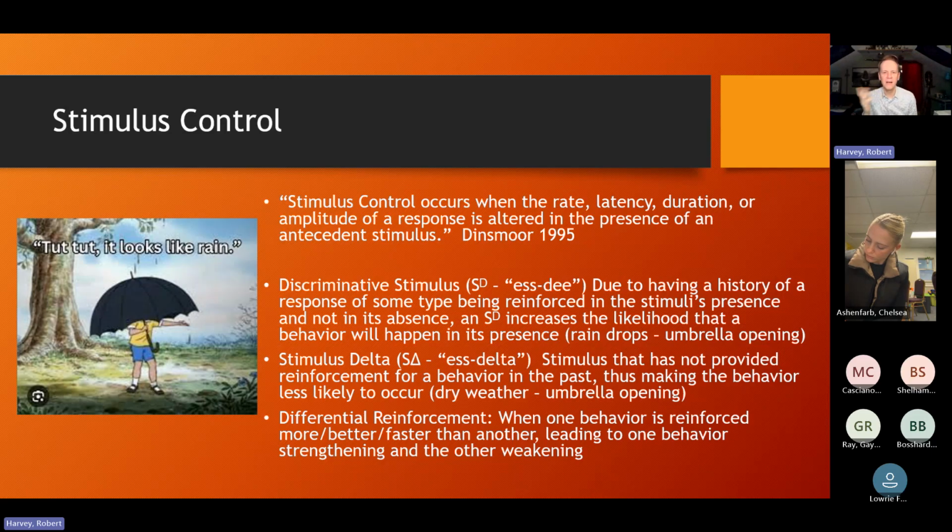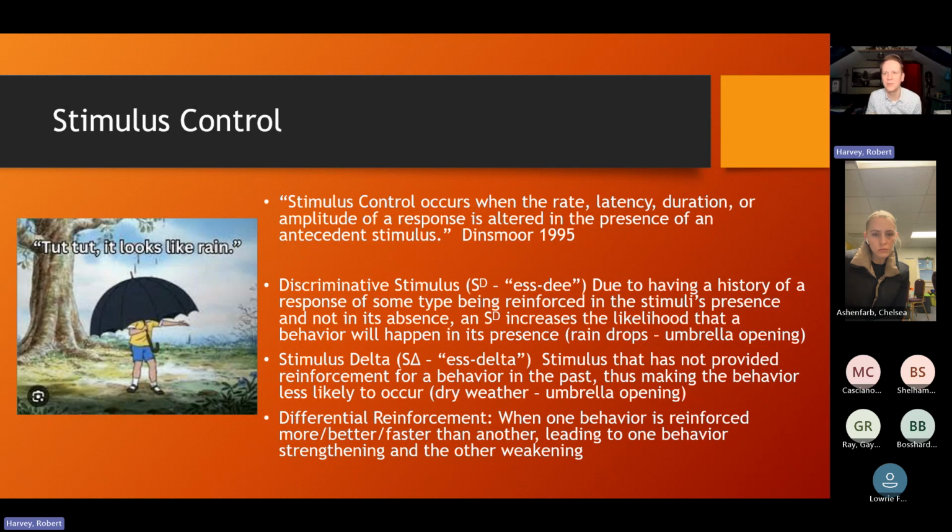Lowry says, oh, live long and prosper. That's also an S delta for umbrella opening. Do you see that? It's almost like there are an infinite number of S deltas for any given behavior. There are a few SDs, or discriminative stimuli, that say do this, but then there are billions, trillions, a tremendous amount of S deltas that say don't do that thing right now. Okay, hopefully that makes sense.